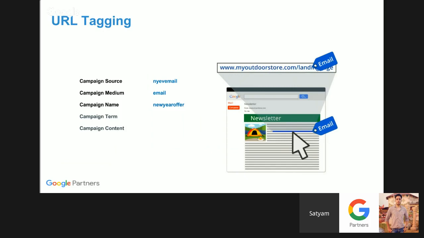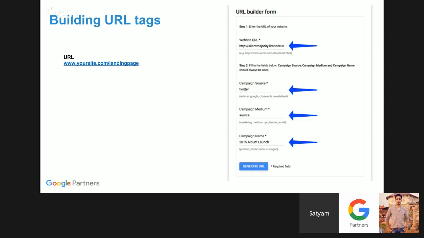Now, how do we build these tags with the URL? Google offers you something called a URL builder form. Using this URL builder form, you may transform any casual URL of your website into a longer URL which is smart enough to tell the admin of the website from which source, medium, and campaign this person is coming from. So I'll repeat this for clarity.